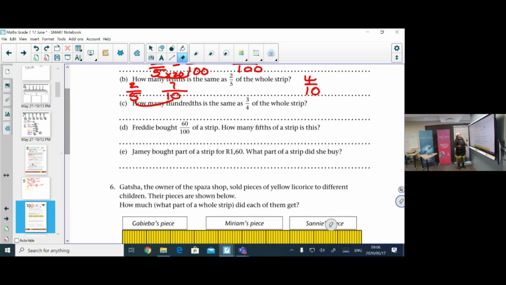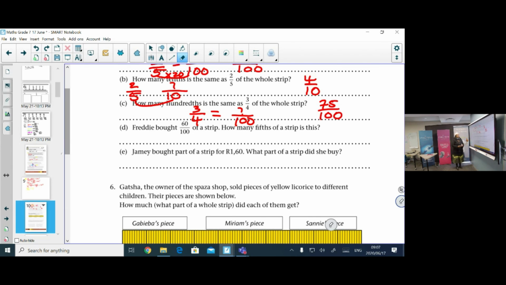And how many hundredths is the same as 3/4 of the whole strip? Interesting, because now we have 3/4 to 100. We know what we do. We are just comparing our denominator from 4 to 100. What did we multiply by? We multiplied by 25. So the top we multiply by 25. 3 times 25. The answer is 75/100.